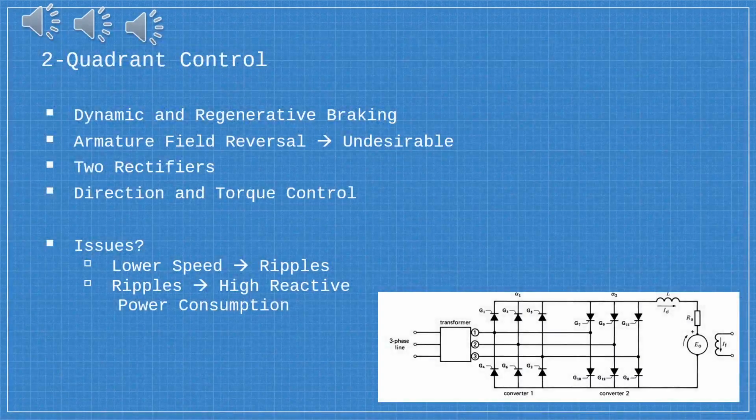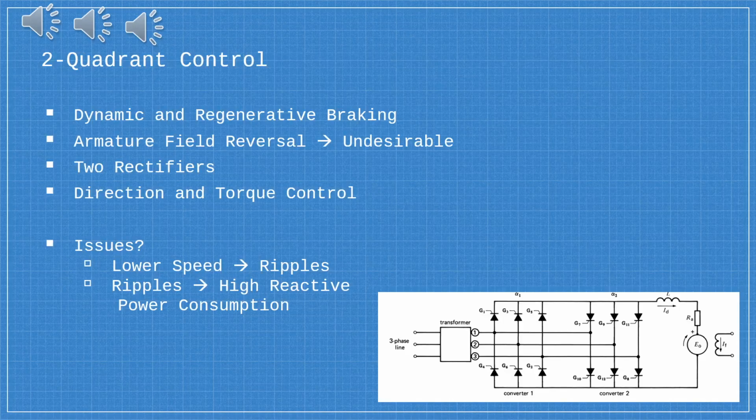Two quadrant control allows us to cater to the issues of braking by introducing dynamic and regenerative braking. In dynamic braking, we rapidly discharge the armature voltage across a resistor, whereas in regenerative braking, we feed it back to the supply line, and this basically allows us to rapidly drop the voltage across the motor's armature, allowing us to reduce its speed.